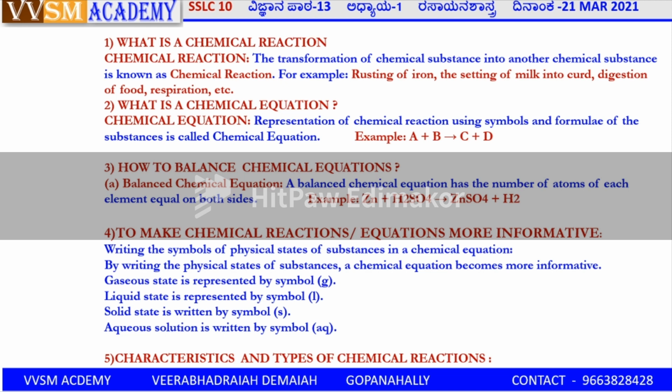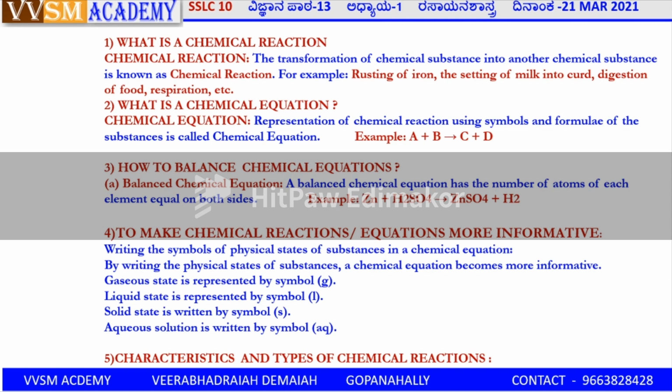And how to balance a chemical reaction? In these chemistry classes, you have to know important reactions. There are four different ways of studying this: chemical reaction, chemical equation, balancing the chemical equation, and how to make them more informative. For example, writing the symbols and physical states of substances, whether the reactants and the products are solids, liquids, or gases, and all you have to mention in the chemical reactions respectively.